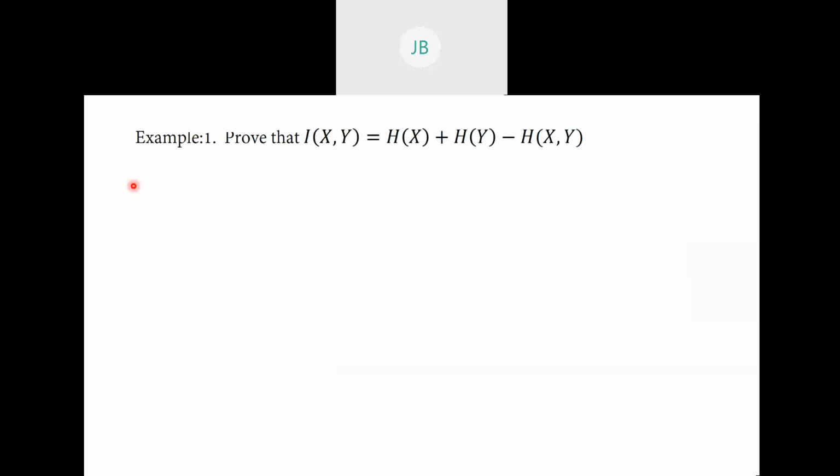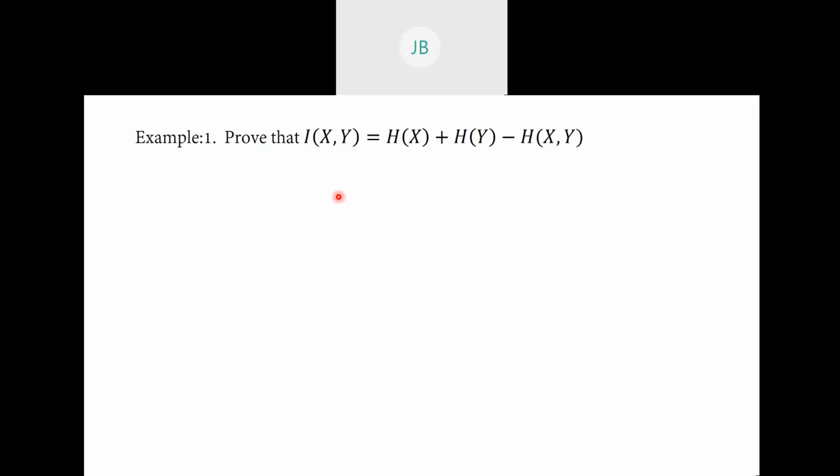So, let us begin our first example: we need to prove that the mutual information between x and y is equal to the entropy of the input plus the entropy of the output minus the mutual entropy between x and y, that is, input and output. You need to establish this relation. This is one of the properties of mutual information.